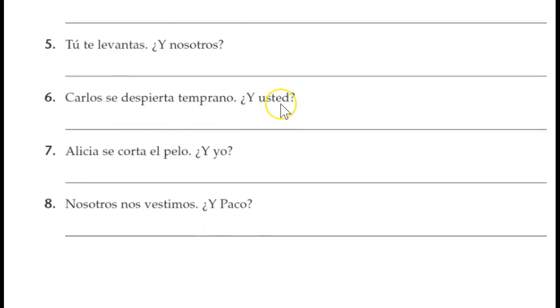With number 6, the question is usted. You're going to answer with yo. What about you? Right? You have to answer with yourself. So use the yo form. Yo no me despierto temprano.